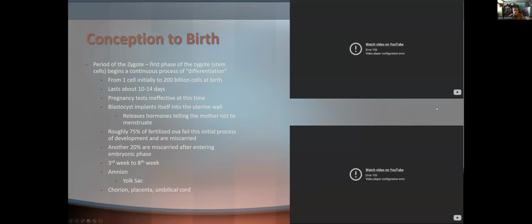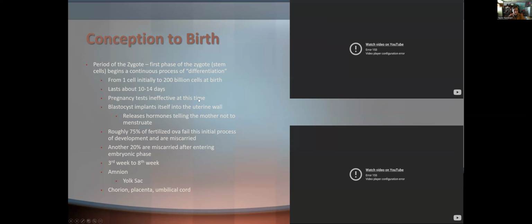So the very first thing, from conception to birth, there is the period of the zygote. The first phase of the zygote, these are stem cells, and they begin a continuous process of differentiation. From one cell initially, coming together from a sperm and an egg, and then dividing into 200 billion cells at birth. So there's quite a journey to go over in 10 months. The period of the zygote lasts about 10 to 14 days. There aren't pregnancy tests that are effective at this time.